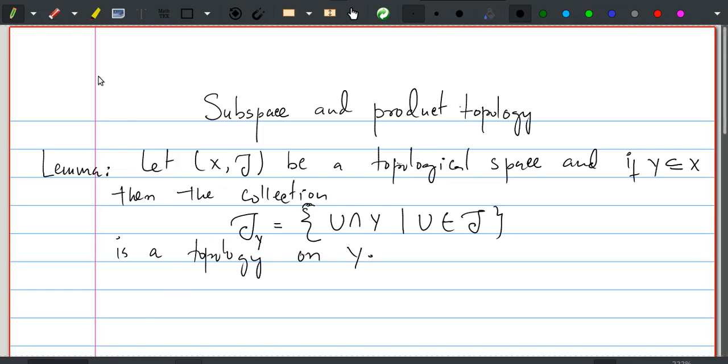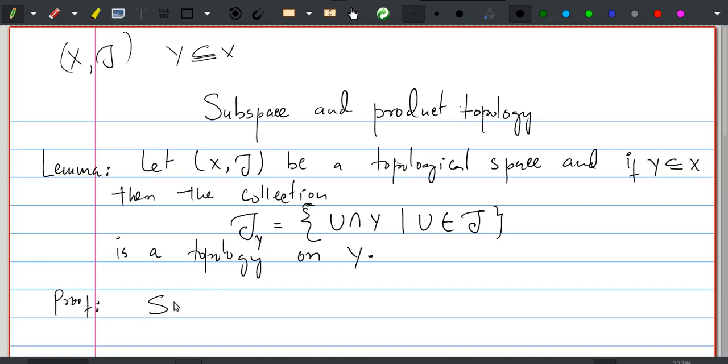So we have a topological space (X, T), and we choose any subset Y of X, and we take the collection of all open sets and take the intersection of each open set with Y and make a new collection T sub Y. Now we are going to prove this T sub Y is actually a topology on Y. So to prove this, we have to prove the three axioms of being a topology. So the first axiom is that the empty set and Y itself are in T sub Y.